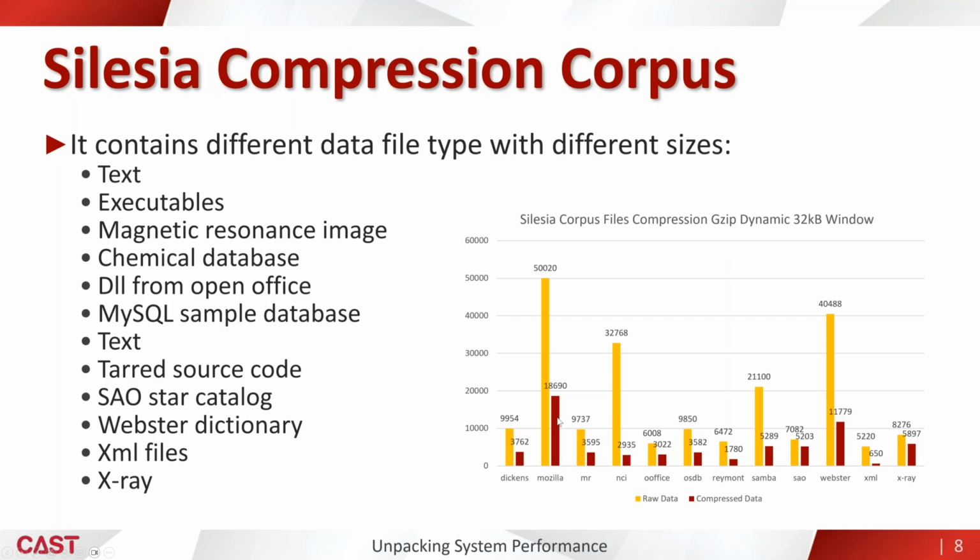The Silesia corpus is a very objective way to evaluate different lossless data compression algorithms, because as you can see here from this list, it includes various different kinds of files and data types coming from different application spaces. And all these files present different compression ratios using different algorithms, so it is a very objective way to judge.